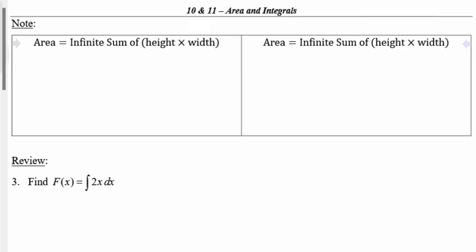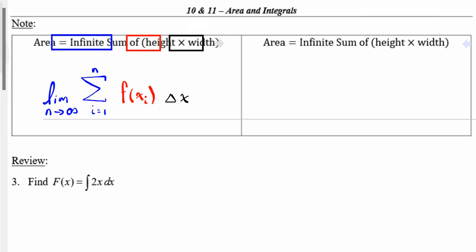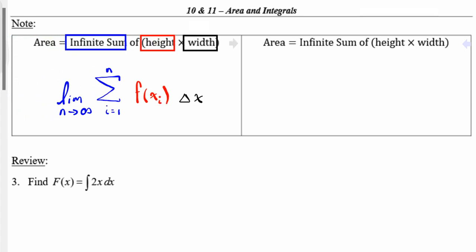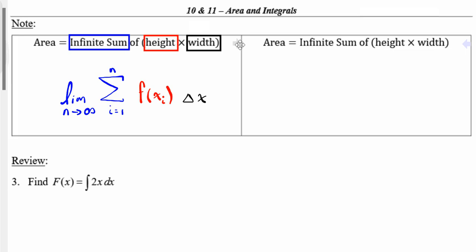So that page reviews the two ways that we've found so far to find the area under a curve. The first way was using this infinite sum of rectangles. So the infinite sum is the limit as n approaches infinity of the sum. So that's the blue part. The height is the f of x subscript i part, and the width is delta x. Good. So we talked about that before.